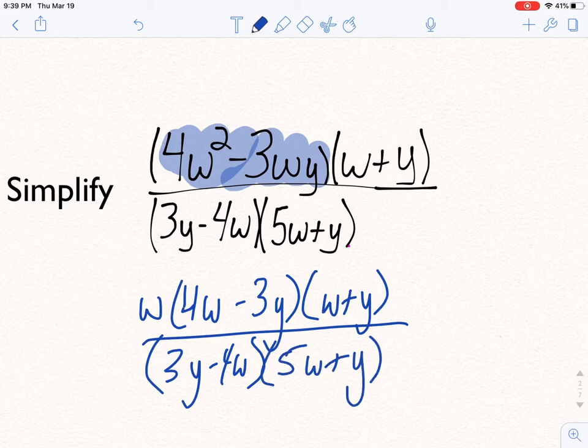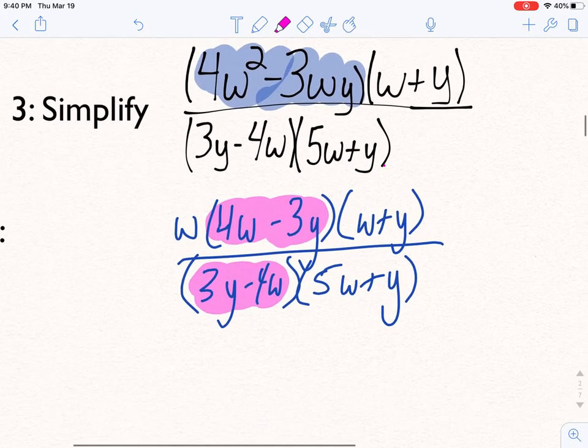Alright, so we know with rational expressions, we're looking to cancel something. And right now, nothing is the exact same. But if I look at these two parentheses, my top one, 4w minus 3y, my bottom one, 3y minus 4w. So up top, I've got a positive 4w, but down below I have a negative 4w. Up top, I got a negative 3y. Down below, I got a positive 3y. How can I make those parentheses the exact same? What can I pull out to make my signs change?